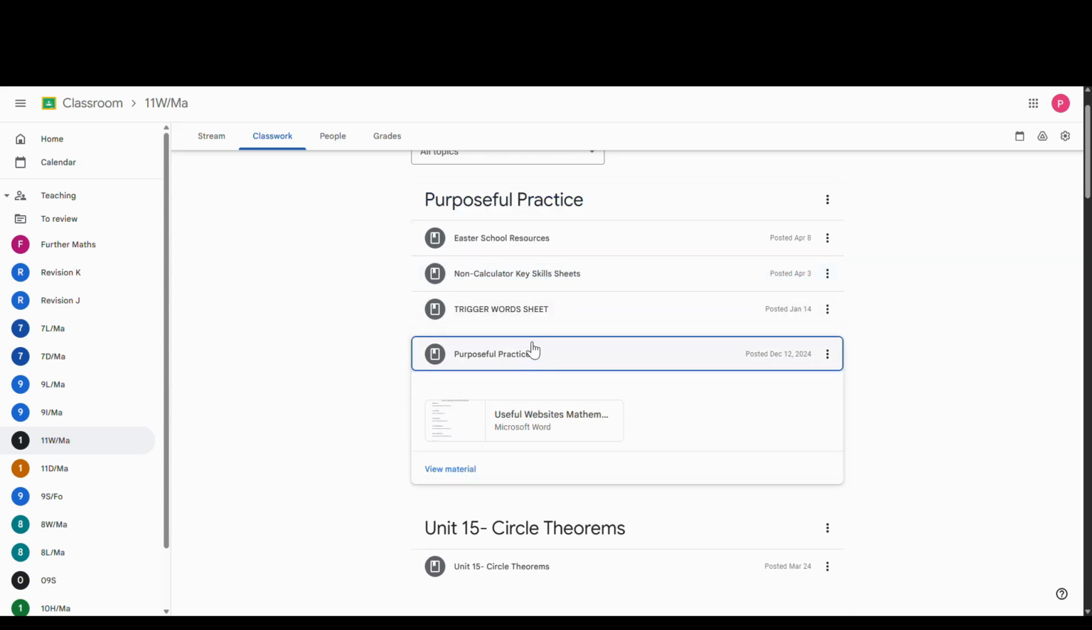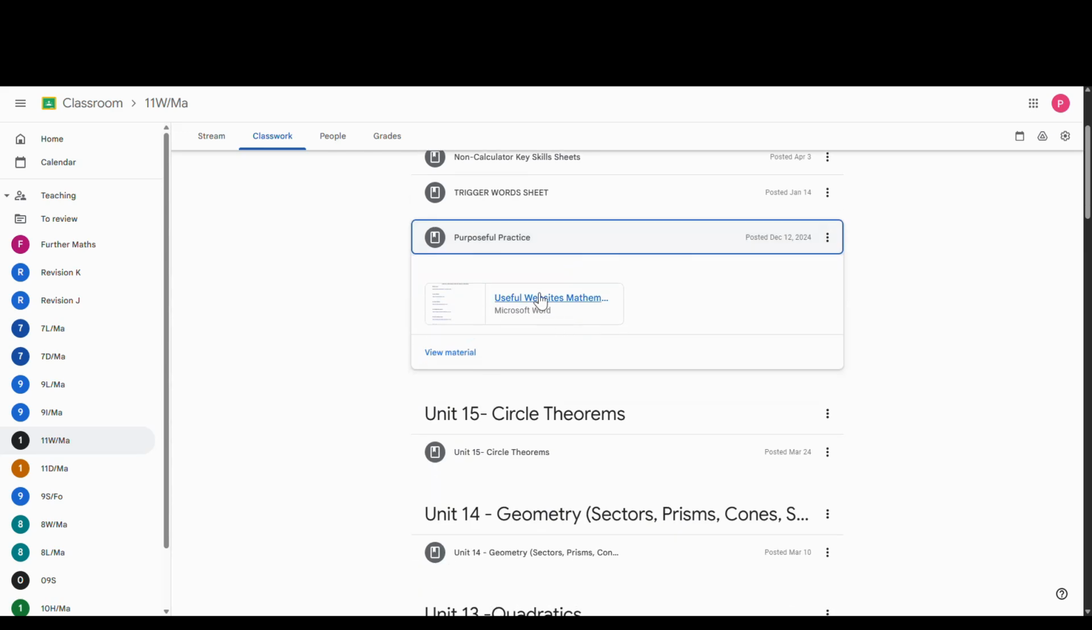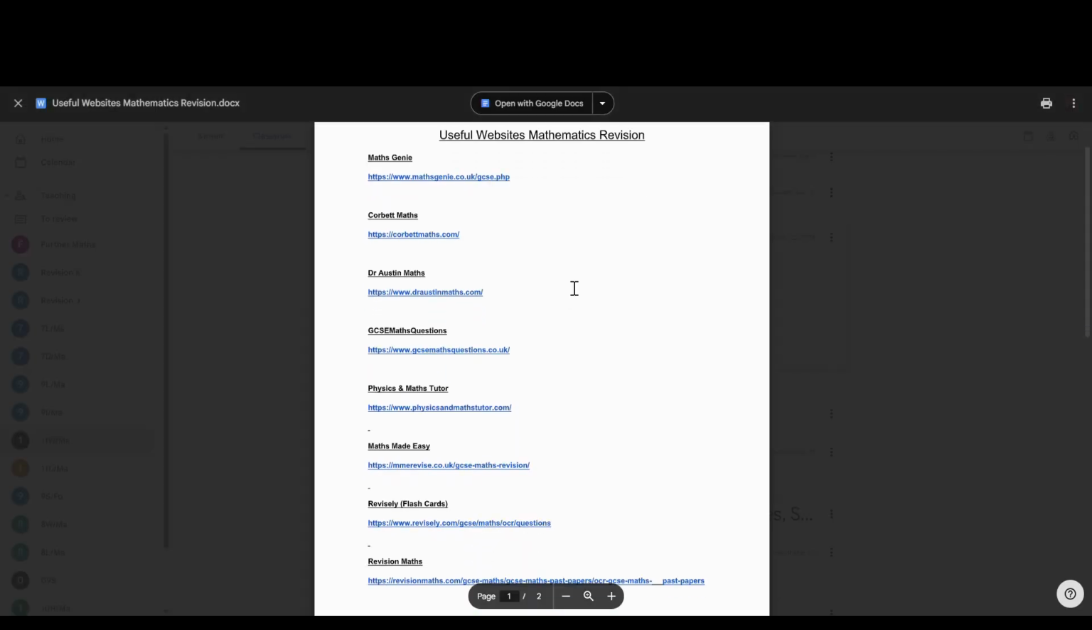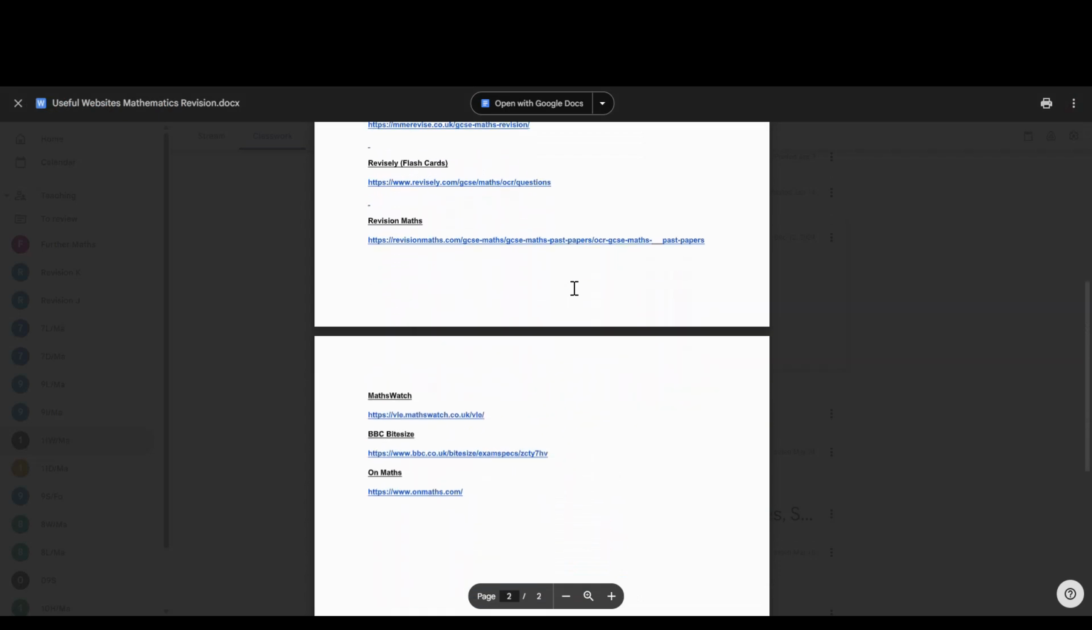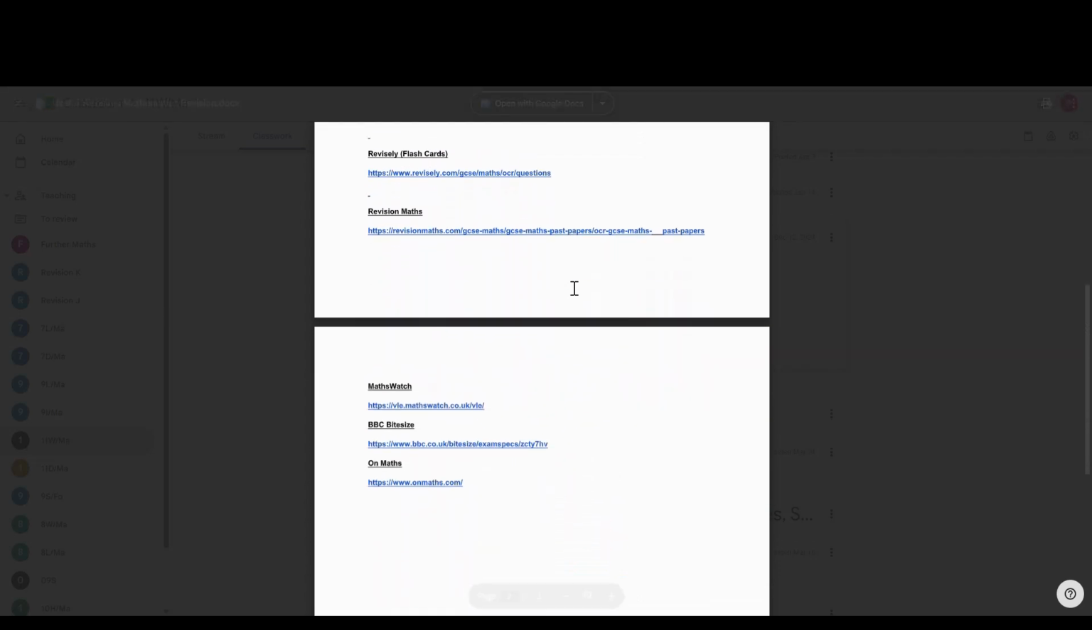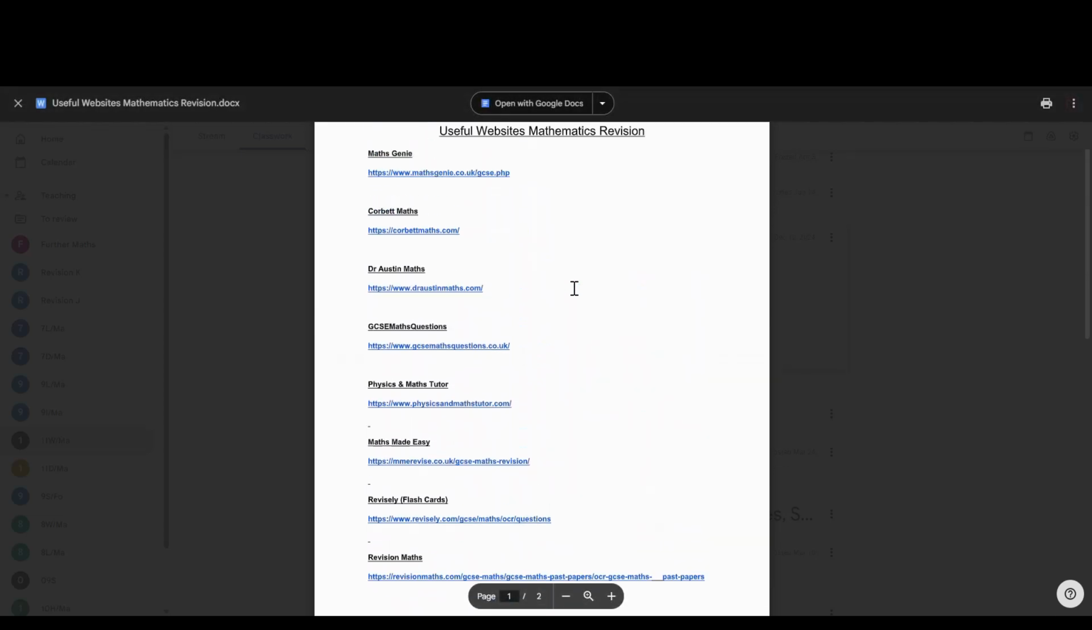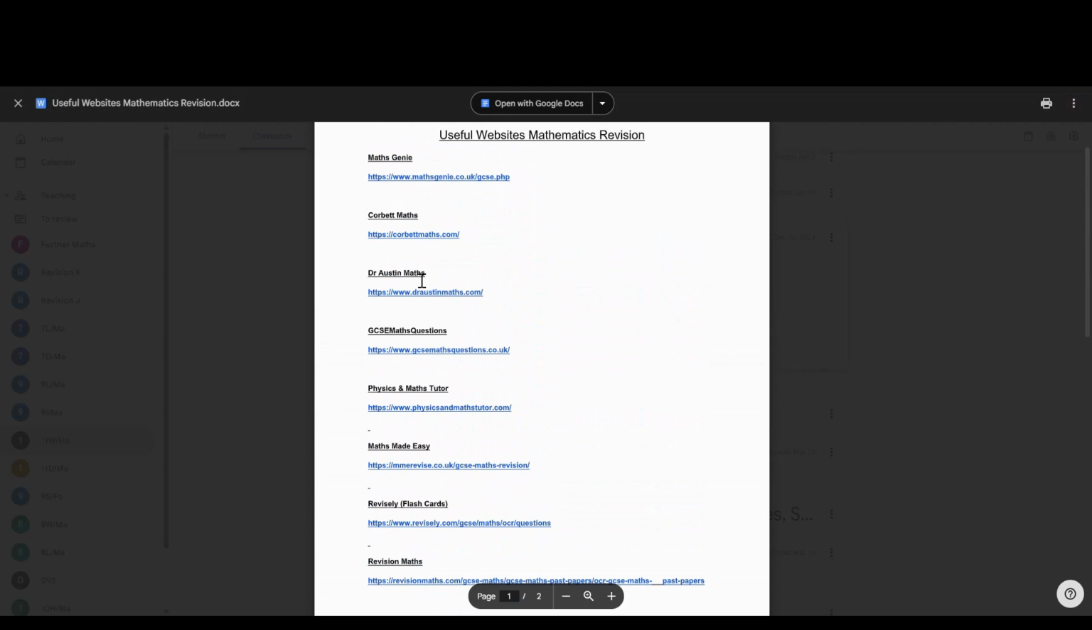The main thing I want to show you in here is the purposeful practice document. This has a lot of links to different websites with loads of different practice questions. If you are at a loss of where to get started, or you're looking for exam questions or past papers, there are so many websites here that are really, really useful.